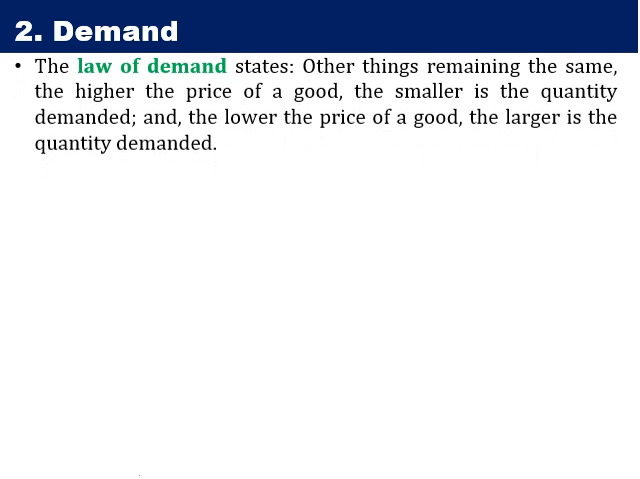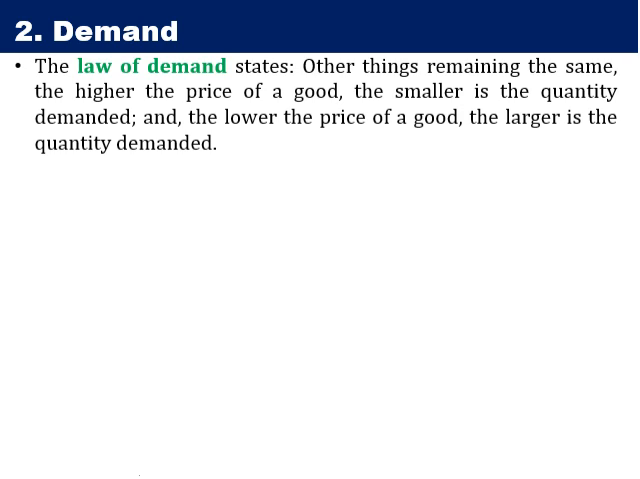So, to explain the relationship between price and the quantity demanded, we will use the law of demand, which states that other things remaining the same, the higher the price of a good, the smaller is the quantity demanded, and the lower the price of a good, the larger is the quantity demanded. So, this means that there is a negative relationship between the quantity demanded of a good and its price, so they move in opposite directions.